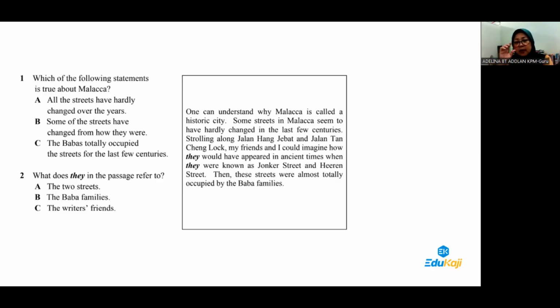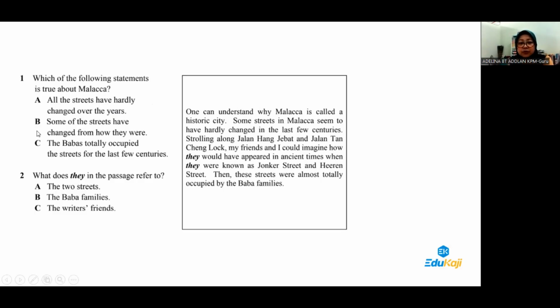Let's look at the options of answer given. For A, the answer given was: all the streets have hardly changed over the years. If we look at the second line in the text, it does mention: some streets in Malacca seem to have hardly changed in the last few centuries. But the word used in the sentence is centuries, while in the answer you are given years. Is it the same? It's not the same. Years, centuries, it could be different. But it's okay, we keep it as an option of answer first.